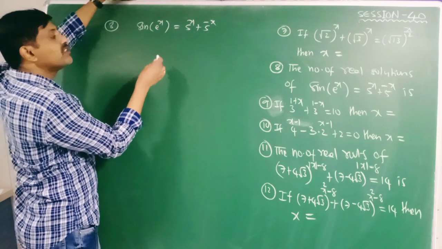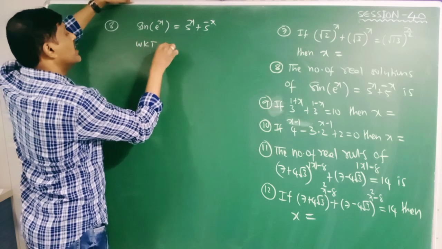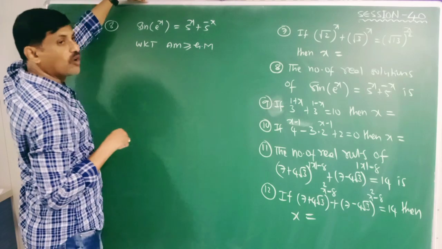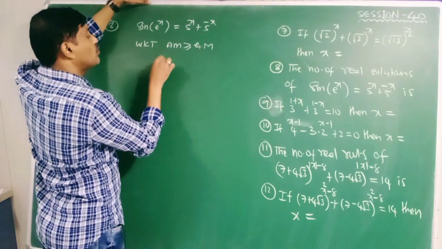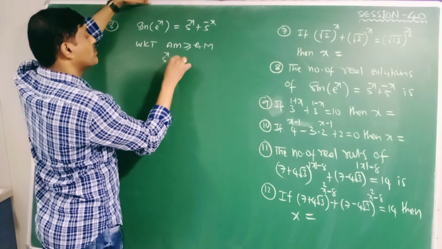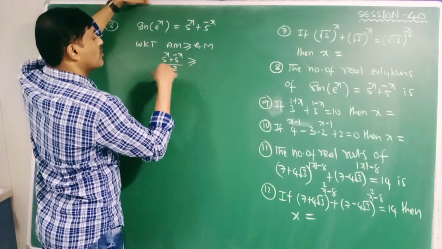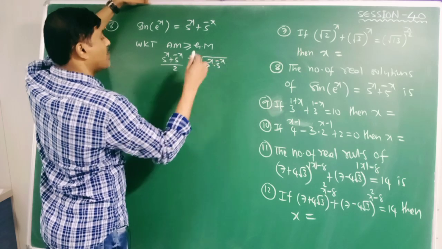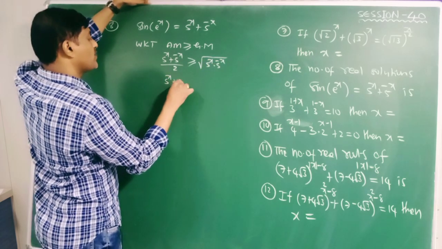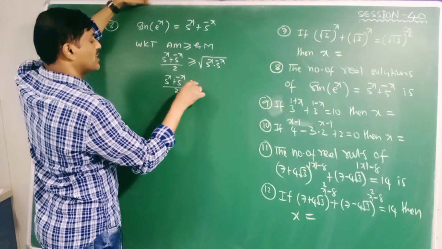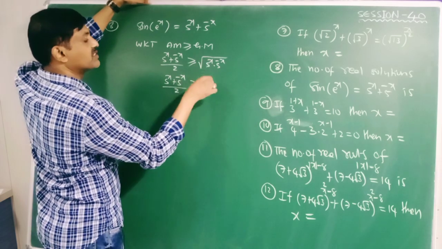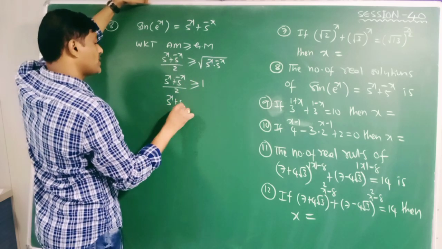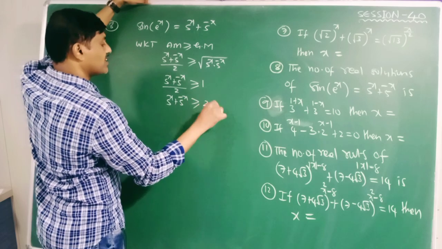Now these two are positive numbers. When two numbers are positive, we know that the arithmetic mean is always greater than or equal to the geometric mean. The arithmetic mean is the average. So 5 power x plus 5 power minus x by 2 is greater than or equal to root over 5 power x into 5 power minus x, which is 5 power 0, and anything power 0 is 1. Therefore 5 power x plus 5 power minus x is greater than or equal to 2.